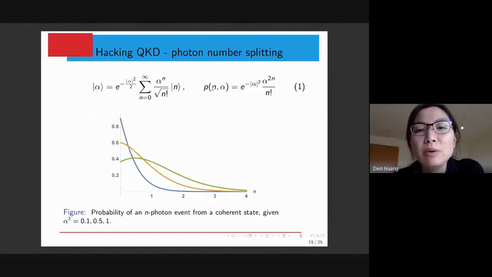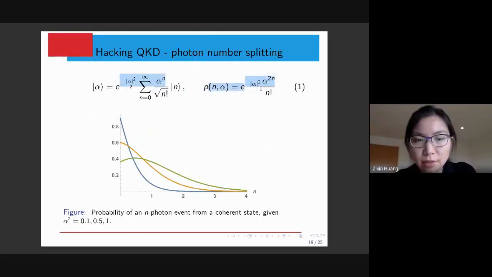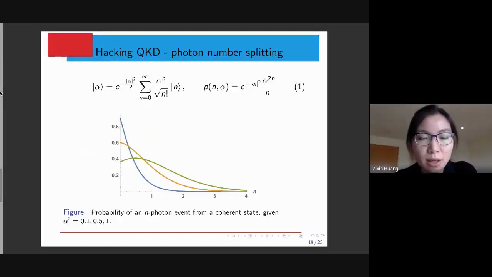And the probability of getting an n photon state, given alpha being the amplitude, is e to the negative alpha squared, alpha to the 2n divided by n. Now, if we plot p and alpha on a graph with different mean photon numbers, we see that the blue is for alpha equal to 0.1. I think the orange is for alpha equal to 0.5. Oh, sorry, alpha squared is equal to 0.5.